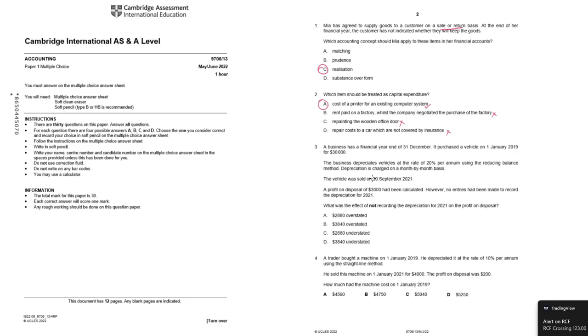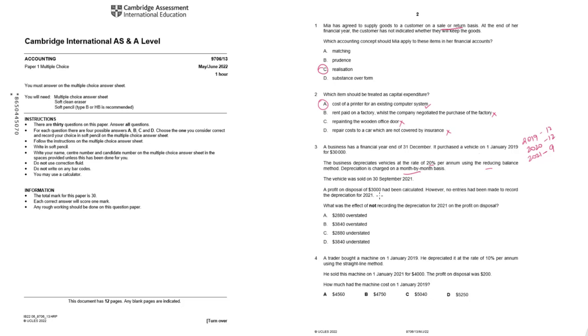So 2A. A business has a financial year end of 31st December. It purchased a vehicle on 1st Jan 2019 for 30,000. Depreciation is at 20%, reducing balance on a monthly basis. The vehicle was sold on 30th September 2021, which means in 2019 they used it for the whole year, in 2020 for the whole year, and in 2021 they sold it on 30th September, after using it for 9 months. Profit on disposal is 3,000. No entries had been made to record the depreciation in 2021. What was the effect of not recording the depreciation for 2021 on the profit on disposal?